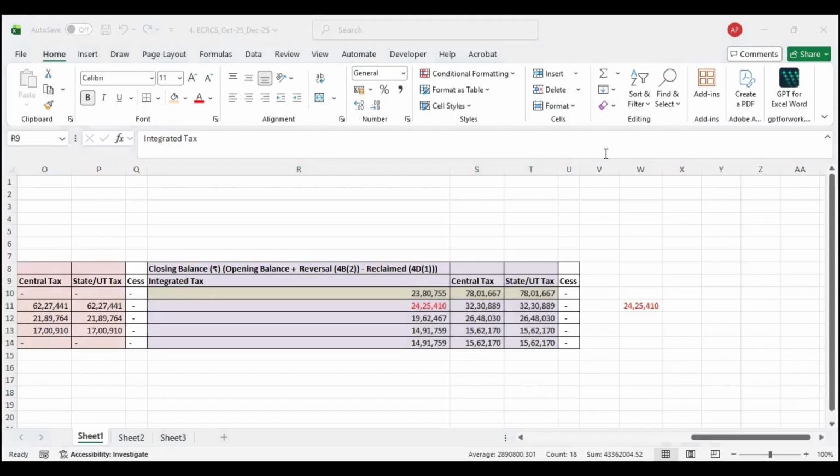Ojaswita, Repika, Vishal, any doubts in this disclosure? Are you clear? Okay.